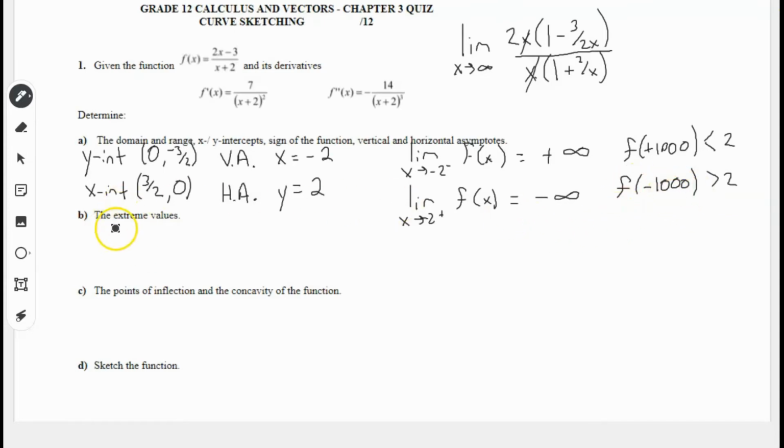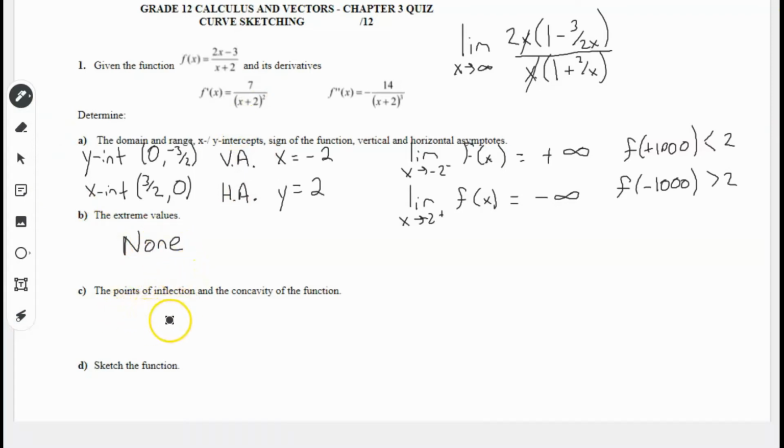Next, extreme values. Those are our maximum and minimum. We need to look at the derivative function and see when it equals 0. And that never happens. We don't get a horizontal tangent. Not in this case anyways. So, that's easy. None.